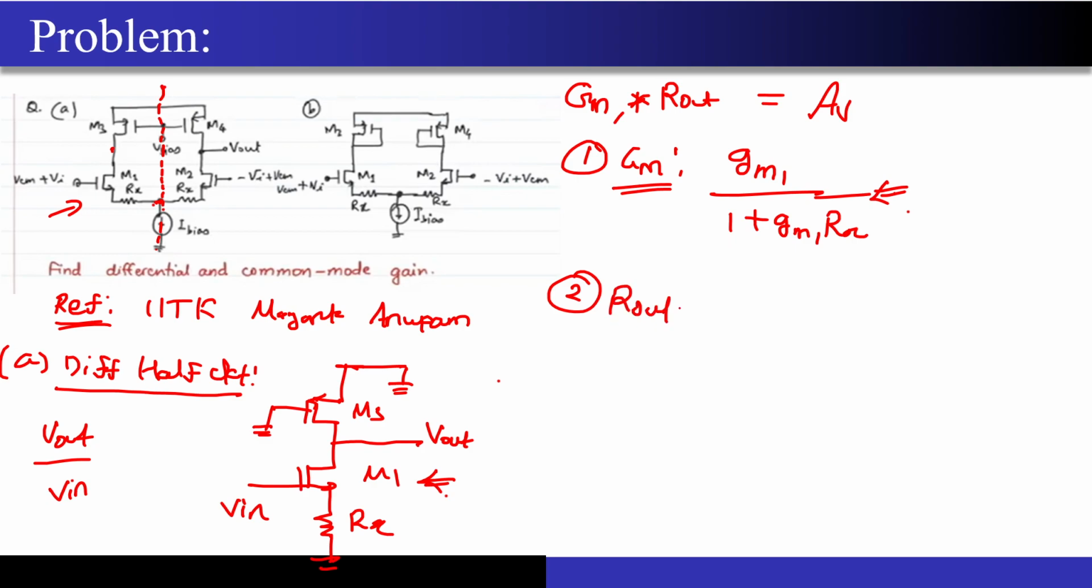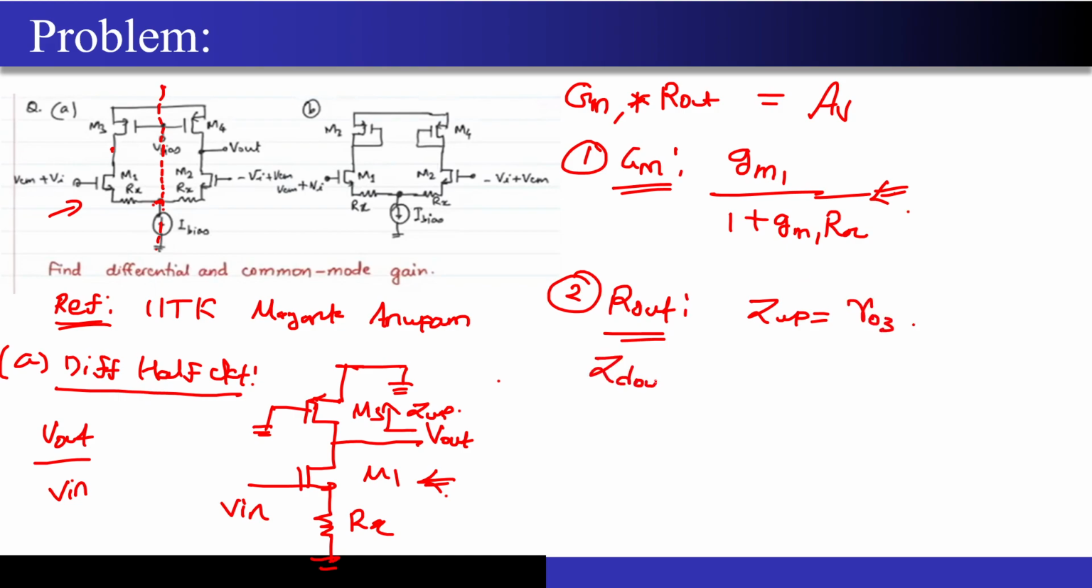Now the next step is to find out the R out of this circuit. Correct? So now what is the impedance looking on the upside over here? Z up. What is the impedance? R03. Yes, R03. Very good.